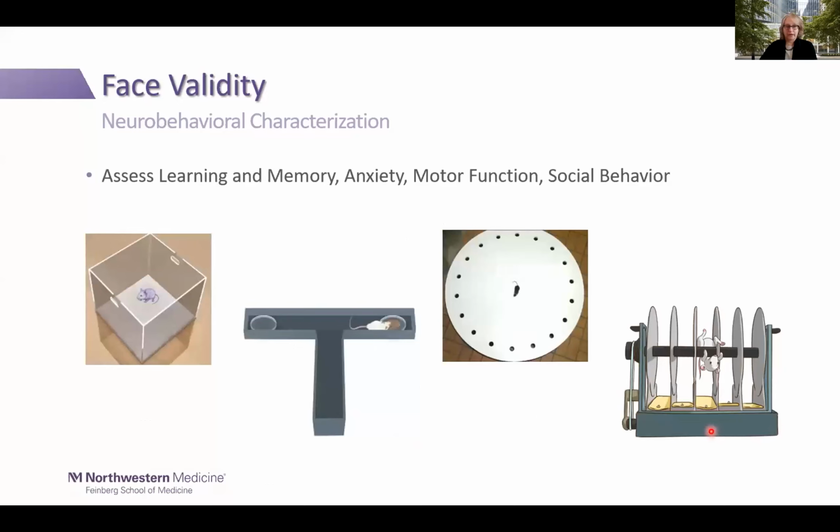We can also look at various neurobehavioral assays and look at things like learning and memory, anxiety, motor function, social behavior. There's also things for vocalization. And this is really where we rely on families to inform us of what things we should be going and looking at.